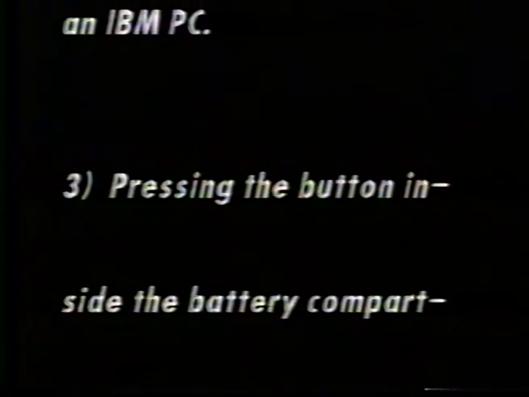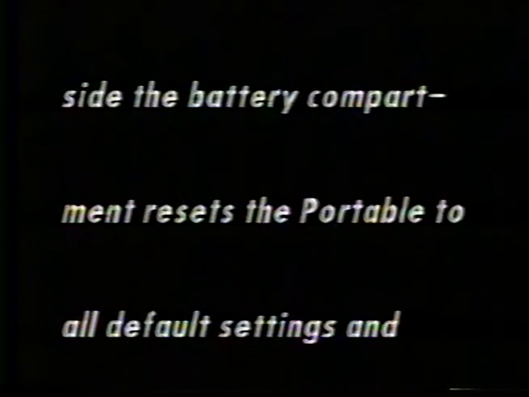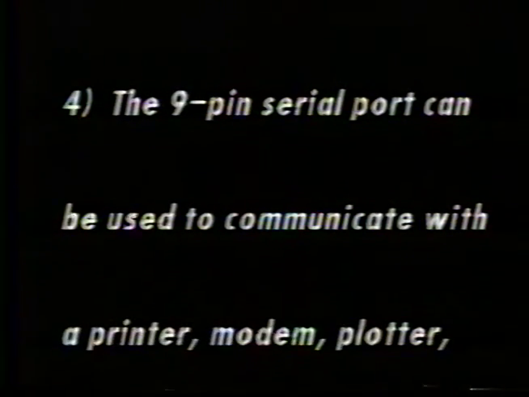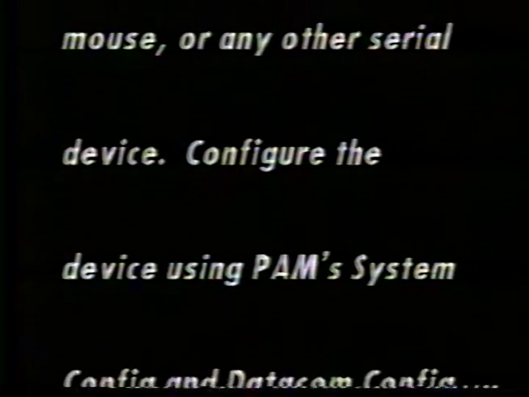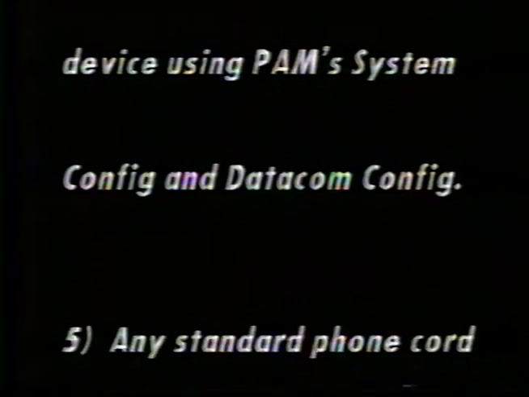3. Pressing the button inside the battery compartment resets the portable to all default settings and erases the files in the RAM disk. 4. The 9-pin serial port can be used to communicate with a printer, modem, plotter, mouse, or any other serial device. Configure the device using PAM's system config and datacom config.